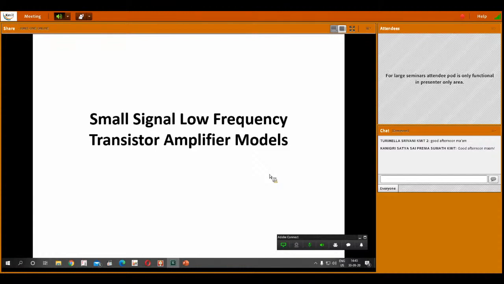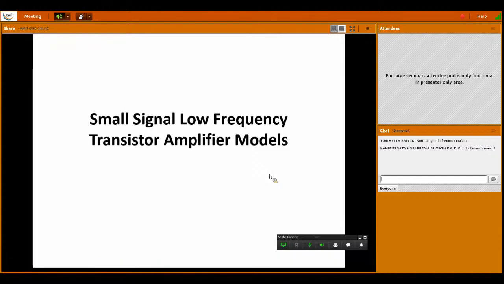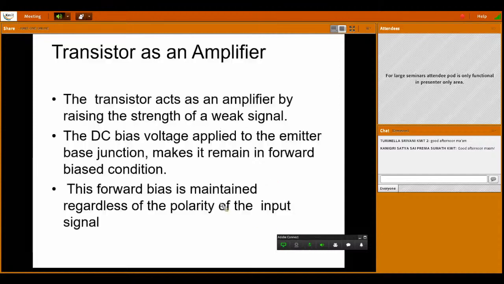In the last class we just analyzed the DC analysis. We did not apply any AC signal to that, and we just fixed the operating point. Thereafter we applied an AC signal. Now let me move to our AC analysis by applying an AC signal in addition to the DC sources. Those DC sources are applied to the transistor in order to put the transistor in the linear region, so that it acts like an amplifier.